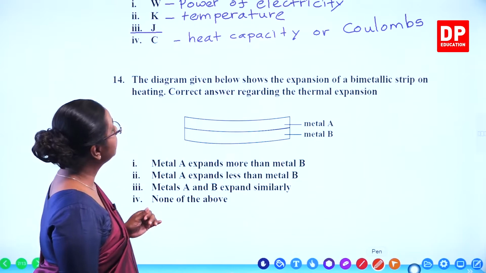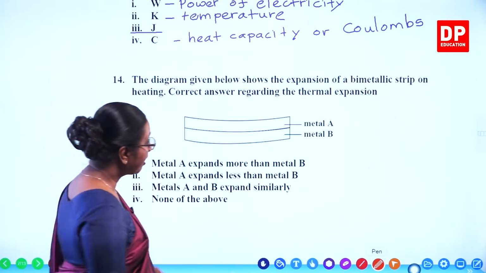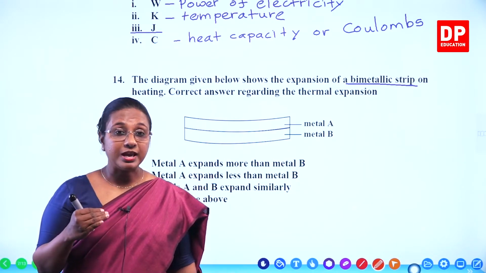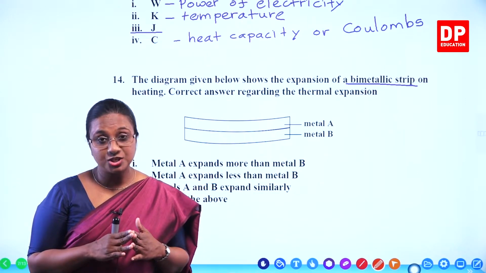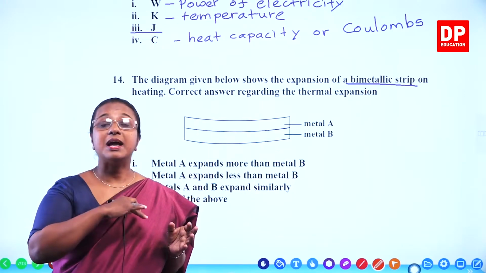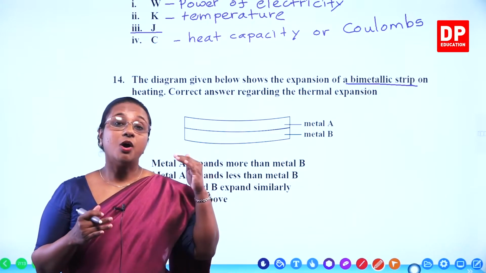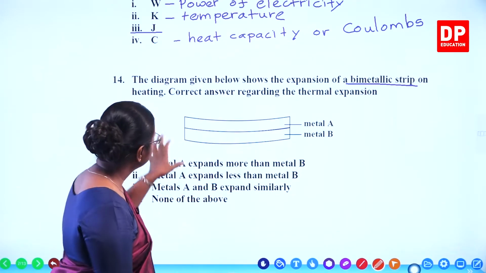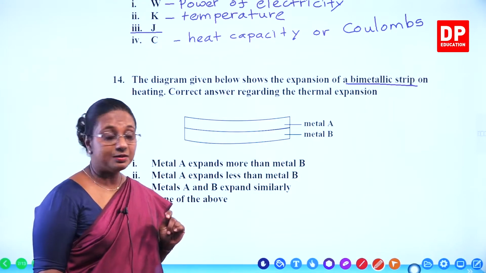The diagram given below shows the expansion of a bimetallic strip on heating. So you all are familiar with bimetallic strips. There are two different metals riveted together and the different metals have different heat expansion. Therefore one metal expands more than the other, and due to that, the bimetallic strip curves on heating. Depending on the metal, the way it undergoes curvature will vary. So here you can see the two metals are shown.